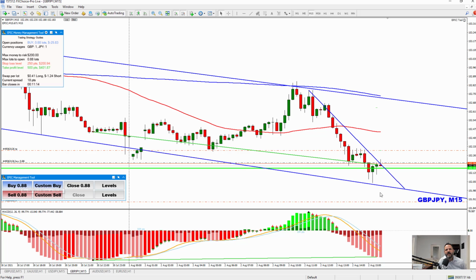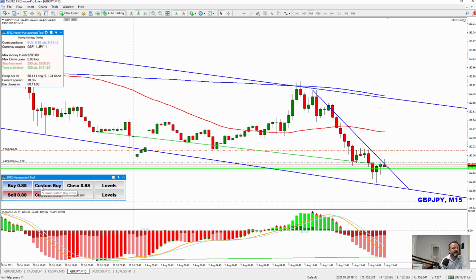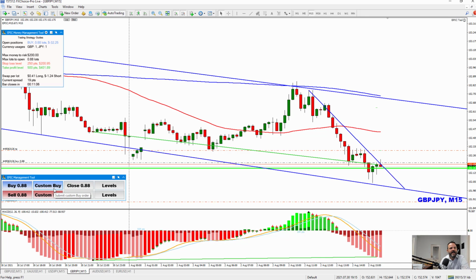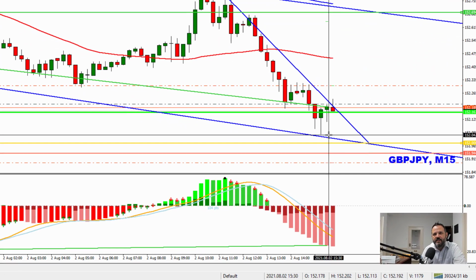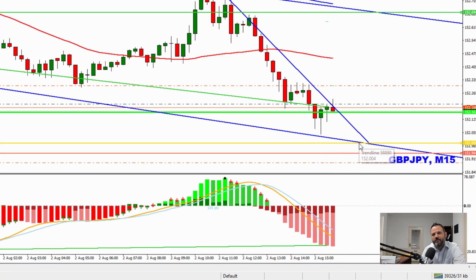So I can add up to 4 or 5 trades and still not exceed my risk management, and it's because I'm using my Epic management tool. So let's add another buy. We're going to go custom, and I'm going to drag my tool down here, and I wanted to break this low around the bottom of this trend line.